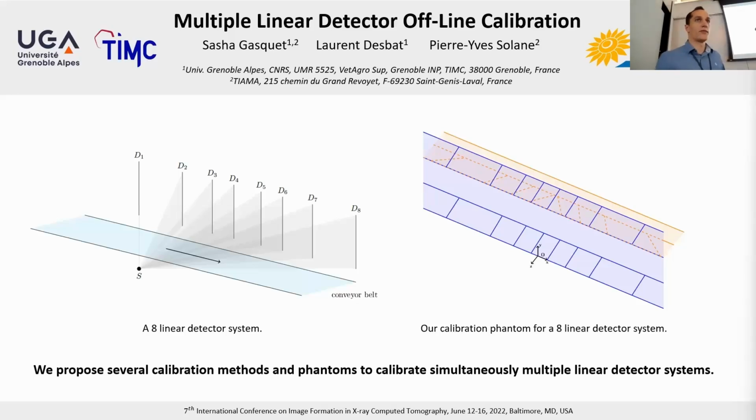Hello, I'm Sasha Gasquet from the University of Grenoble and Chama. On the left picture, you can see a multiple linear detector system with a single X-ray source. On the right picture, you can see a phantom built with opaque segments. In our poster, we propose several calibration methods and phantoms to calibrate simultaneously such systems.